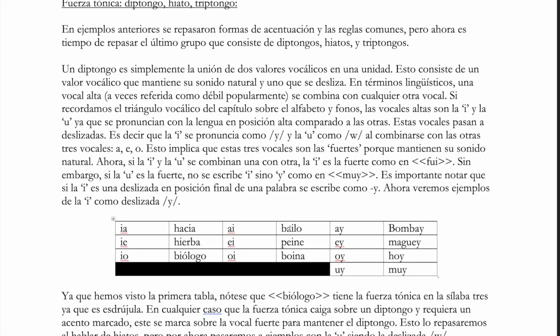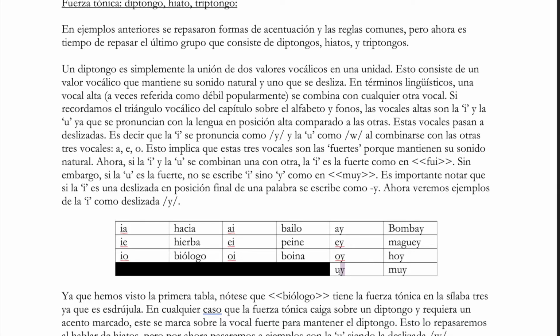So bailo, so it's a I. Peine, boina, you get that ya. Now that ya, that glide, that's called a glide. If it's at the end of a word, in Spanish we will not spell it with an I, we will spell it with a Y. So here, this is a perfect example where we have a U, which is a high vowel, but then we have a Y, which represents that I, for example.